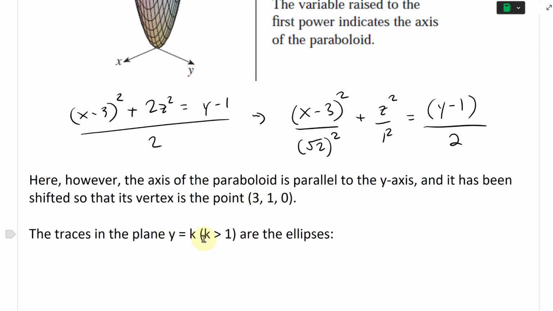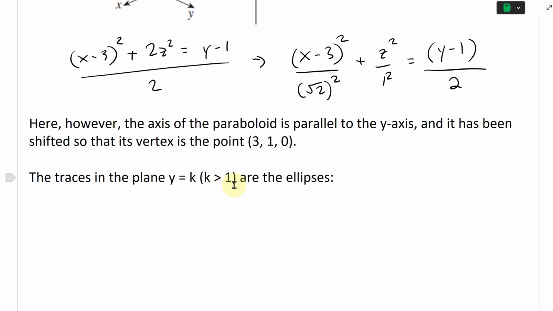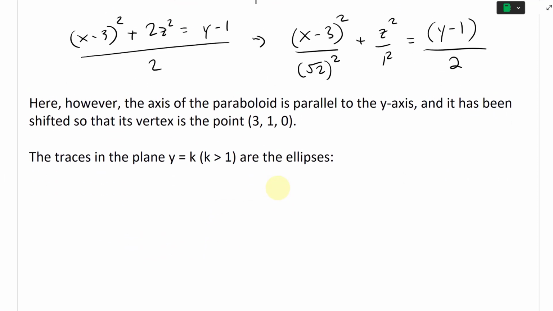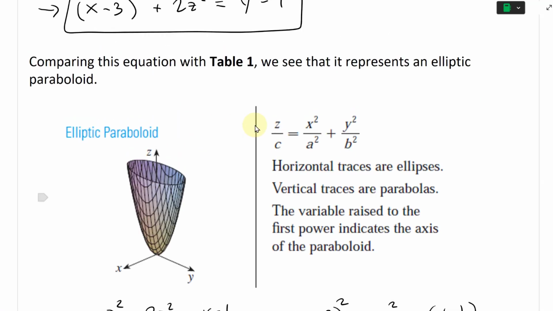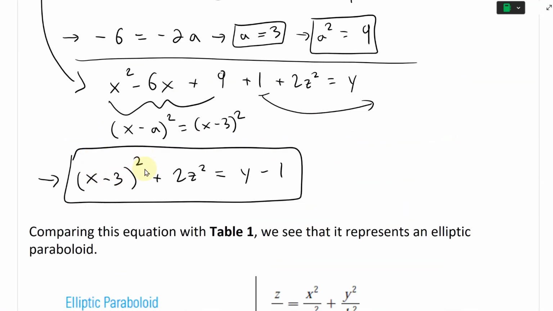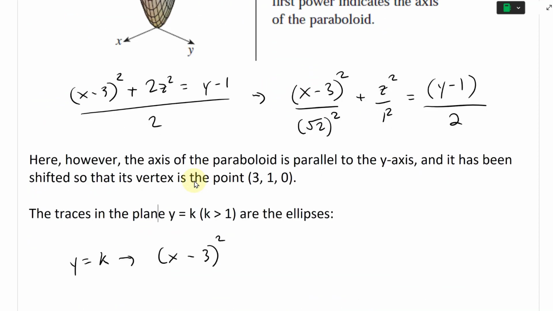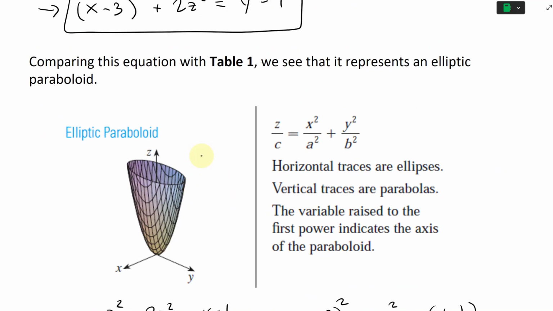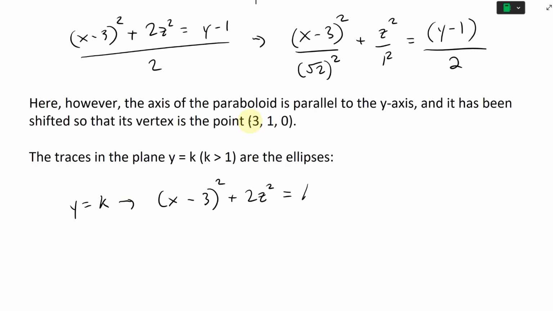And the traces in the plane y equals k for k greater than 1 are ellipses. So here, let's just put the plane y equals k. So this is going to be the vertical plane. We'll just go back to how it looked. So this is simpler: x minus 3 squared, and then plus 2z squared equals 2, and this is going to be k minus 1.